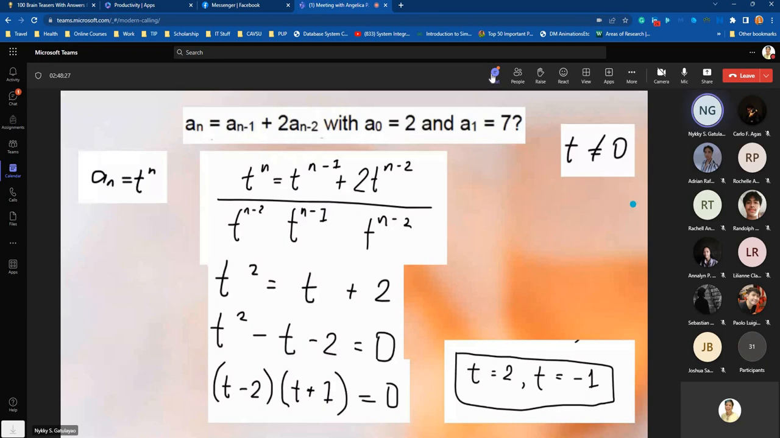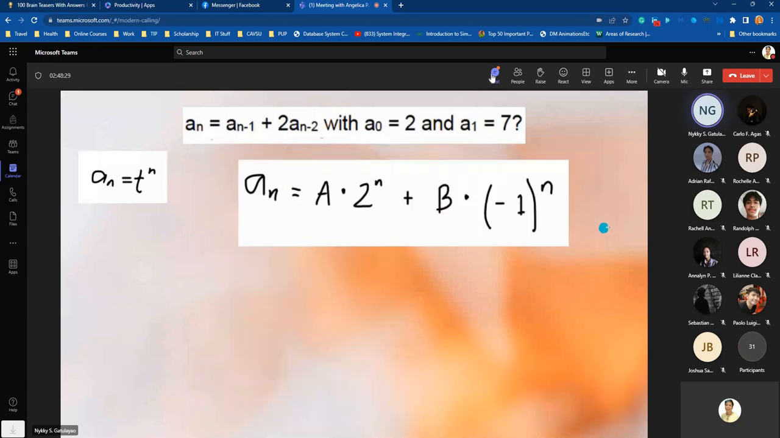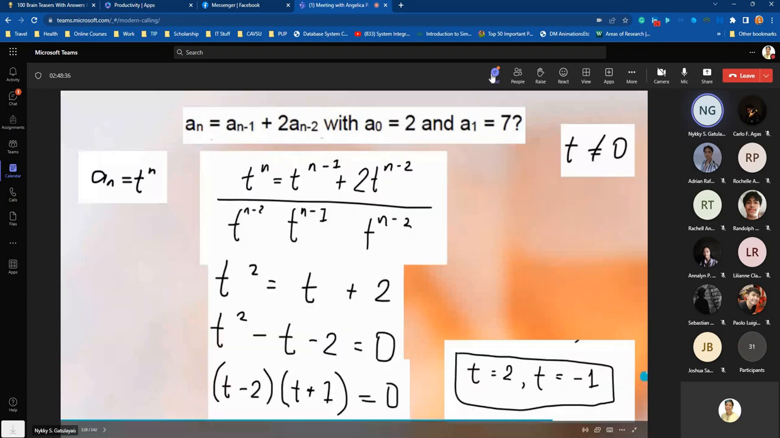Which means p equals 2 and p equals negative 1. Okay. Remember that the solution was assumed to have the form a sub n equals t to the n. Our solution has the form a sub n equals some constant times 2 to the n plus some other constant times negative 1 to the n.